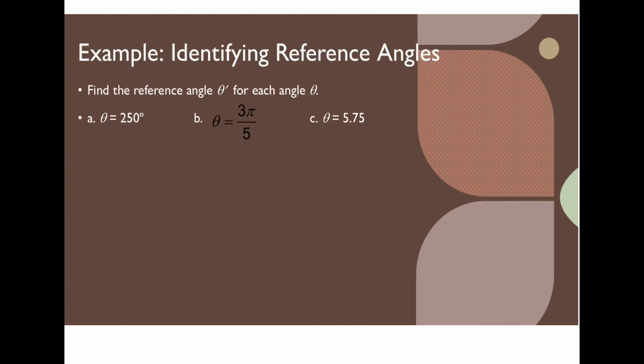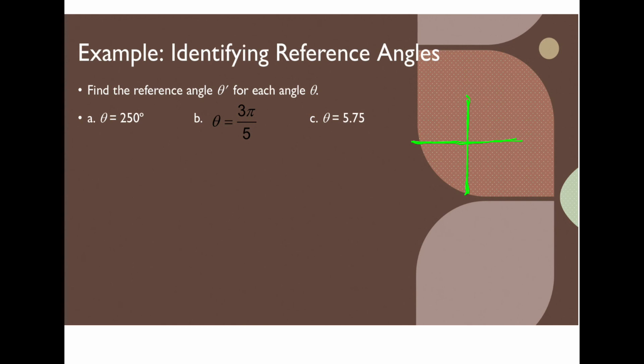So in finding the reference angles, I always find it helpful to first figure out what quadrant they're in. And that's fairly easy to do. You might have a little more trouble if it's in radians, because we're just not used to that yet. But let's go ahead and see if we can figure this out.